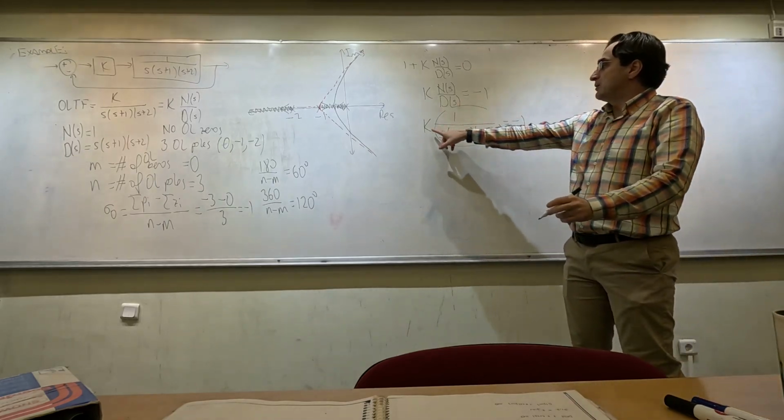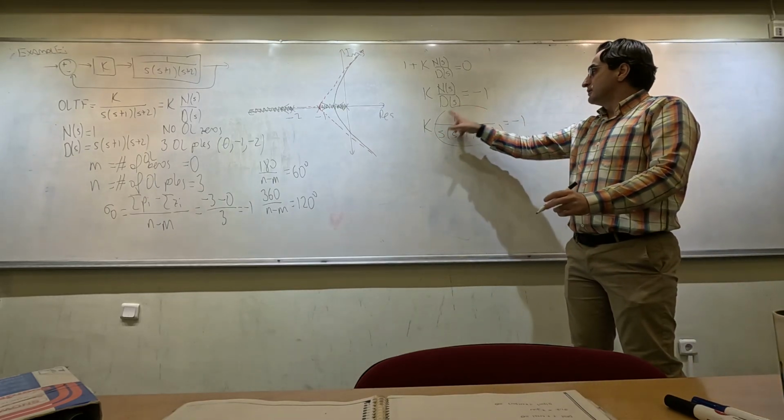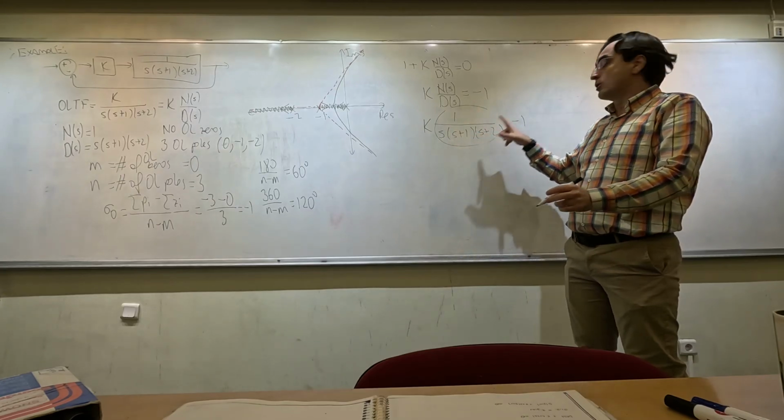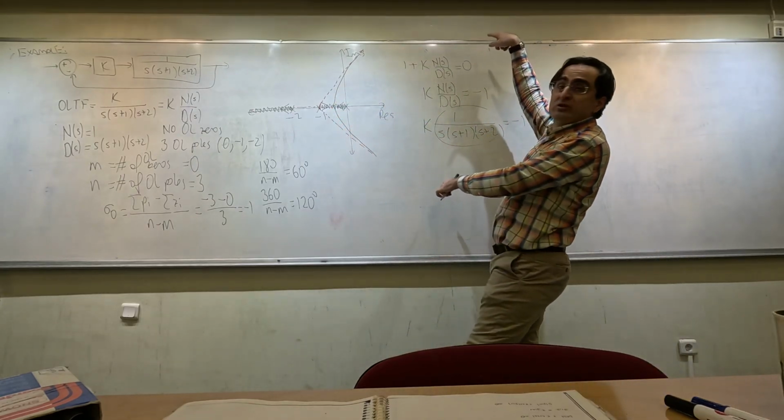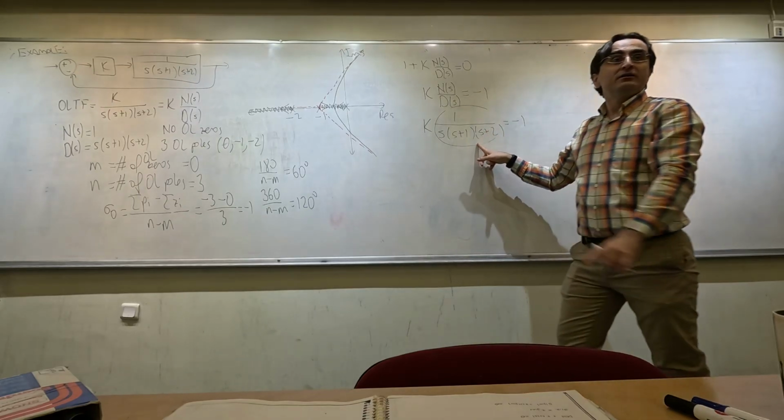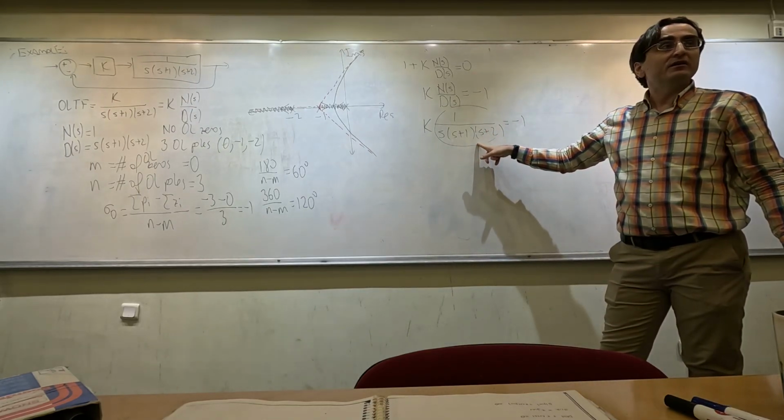So in this formula, when k is infinite, this is going to be 0. We know that to satisfy this equation, these s's are going to go to infinity when k is infinite. Okay?